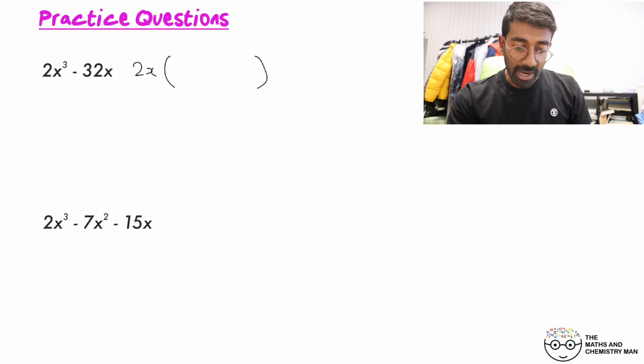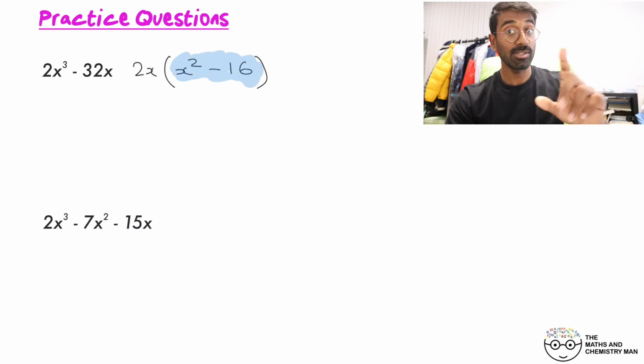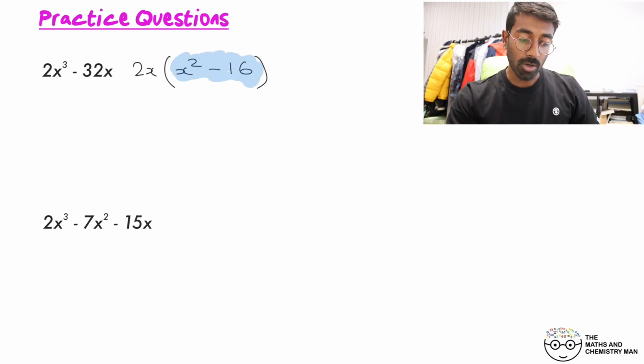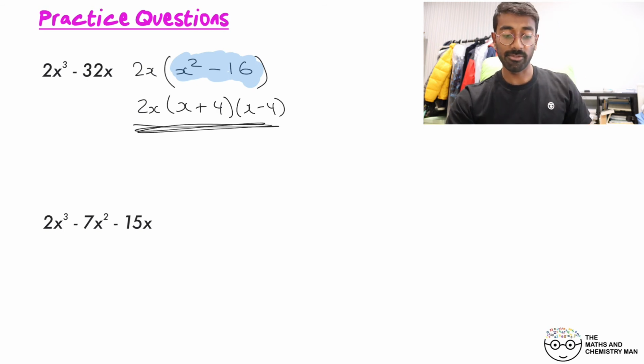So what's now left behind? Well, we're going to have x squared minus 16. And there we now have the difference of two squares again. 16, a square number, so make sure you're looking out for that, right? So what we'll end up with is then 2x and then an x plus 4 and an x minus 4. There it is, done. So that there is fully factorized.